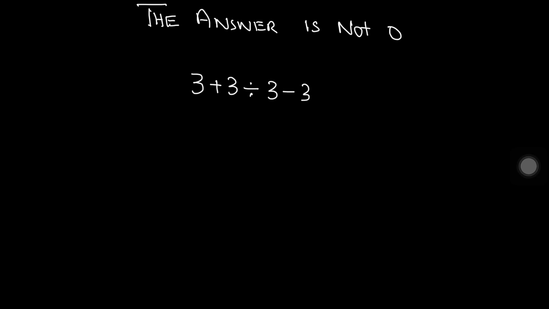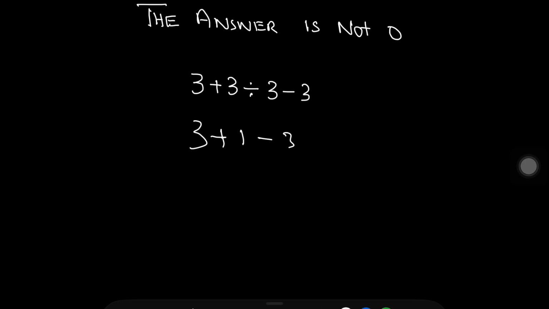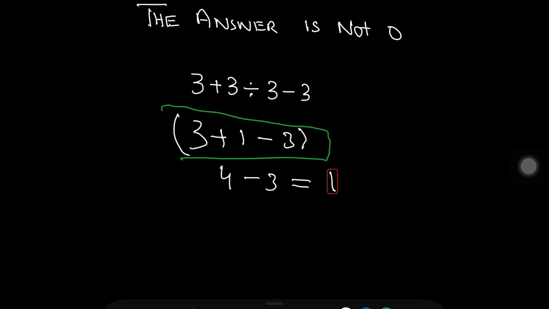So here we first solve 3 ÷ 3, which is 1, and then 3 + 1 is 4 and minus 3 is equal to 1. On this step, first we simplify the plus, because according to PEMDAS it is solved left to right. So 3 + 1 is 4, minus 3 is equal to 1. So you can see our right answer is 1, and 0 is the wrong answer.